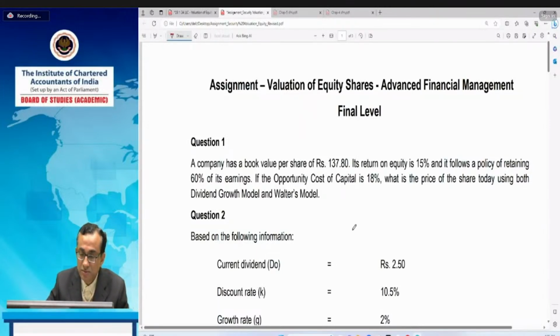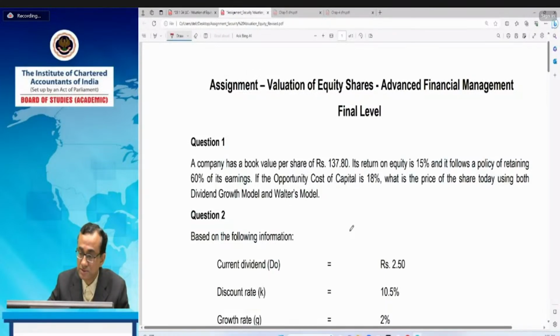Now, here in the question, the book value per share is given. This book value is also known as equity or net worth. So book value is also called equity and net worth. Return on equity is given, and the company is retaining 60% of its earnings. The opportunity cost of capital, the discount rate, is given, which is 18%.